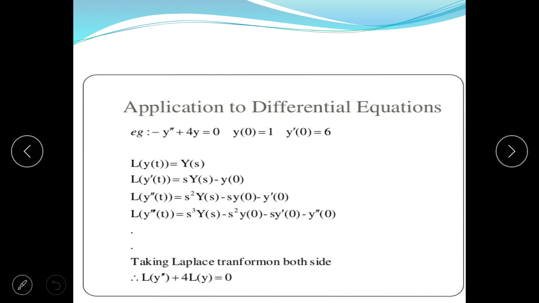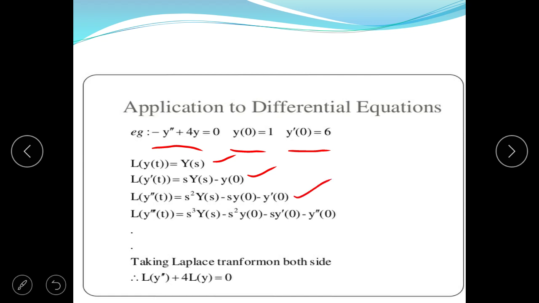Now we consider a differential equation y double dash plus 4y is equal to 0, that is d square y upon dt square plus 4y is equal to 0, with initial conditions y(0) is equal to 1, y dash (0) is equal to 6. Then let the Laplace of function y(t) be Y(s). Laplace of dy by dt is equal to sY(s) minus y(0), and Laplace of d square y upon dt square is equal to s square Y(s) minus sy(0) minus y dash (0).